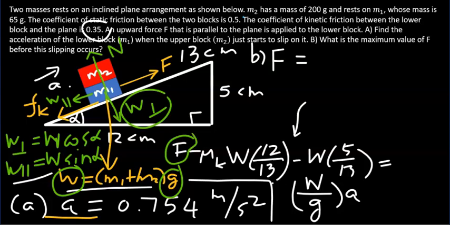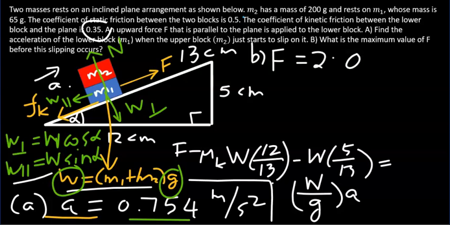Why is this a maximum force? Because we are making use of the value of A that we obtained in part A. That value is calculated when the upper block just starts to slip on the lower block, namely when the static friction on this is maximum. And solving for F, we get the following value, 2.04 Newton. And that solves the problem.